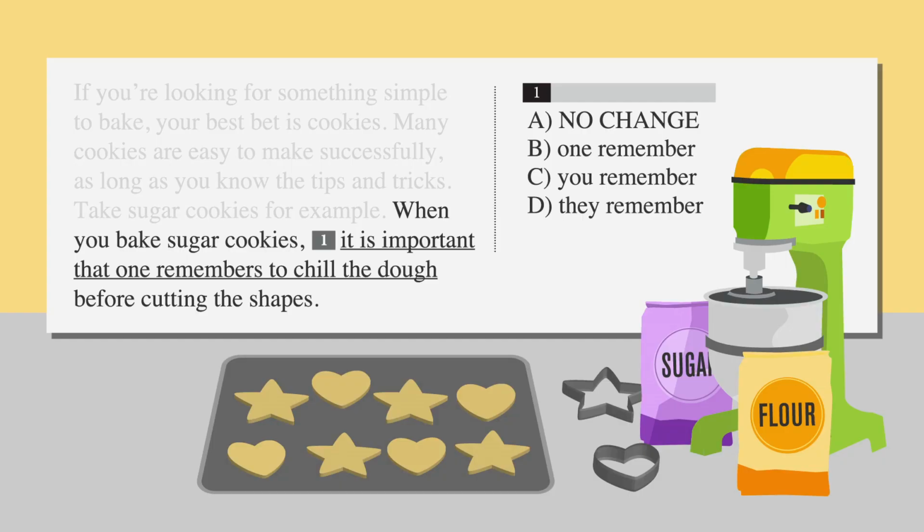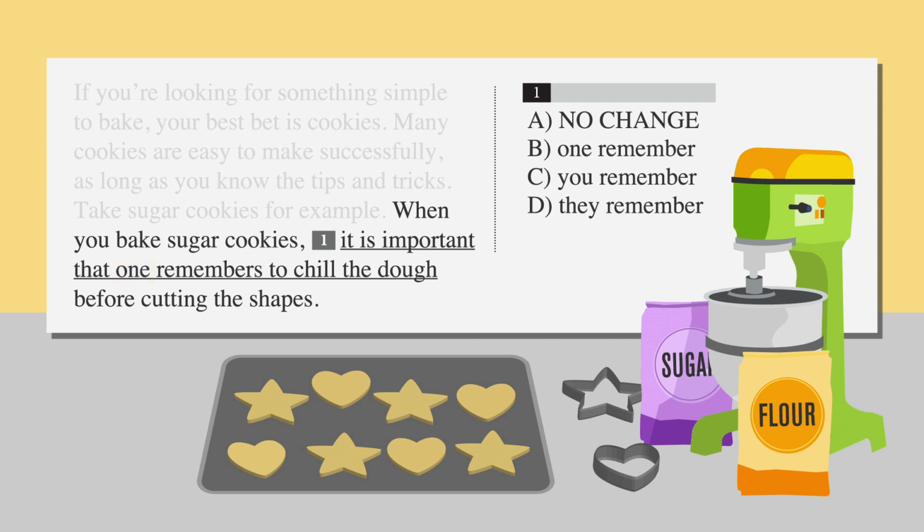All right, we've got antecedents as well as singular and plural indefinite pronouns down. Let's go through another problem that works with pronoun agreement. When you bake sugar cookies, it is important that one remembers to chill the dough before cutting the shapes. Our answer choices are all alternate ways of writing the underlined part of the sentence. The beginning of the sentence has the word you, and since this isn't part of the underlined portion, we can't change it. The underlined portion of the sentence uses the pronoun one.